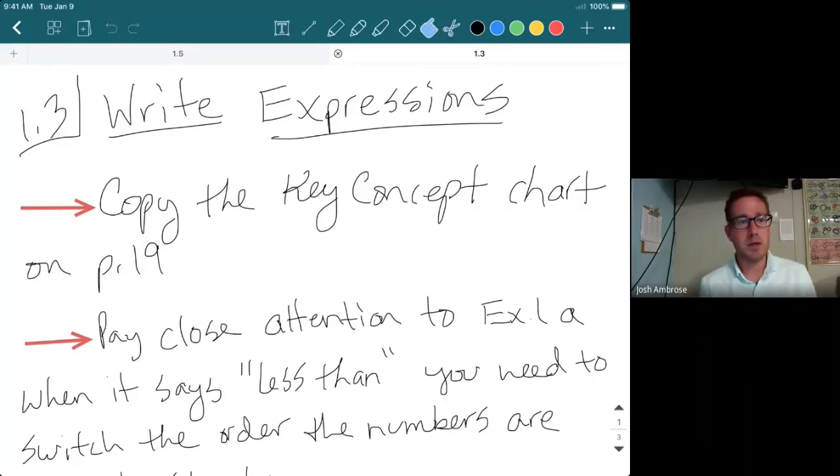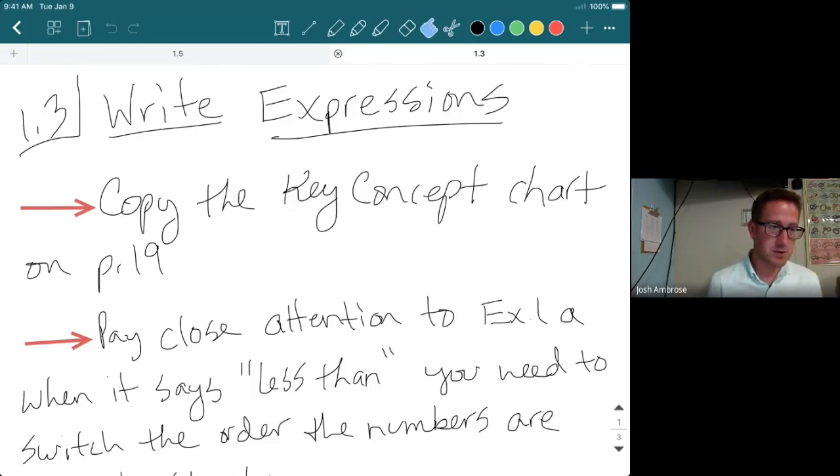All right, Algebra 1. Here we go. We are jumping into section 3. So we're doing 1.3 titled Write Expressions. Everybody open up your textbooks to page 19. That is where we are going to be today. So let's jump right into it.